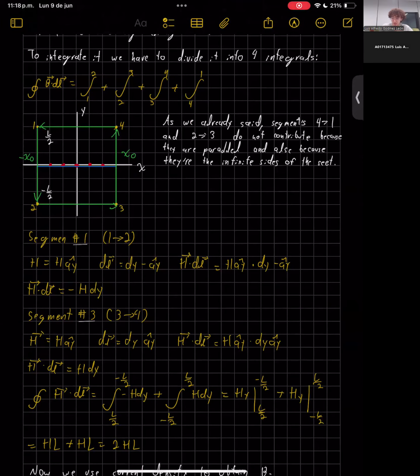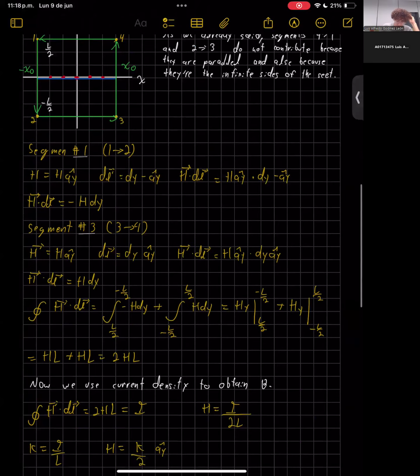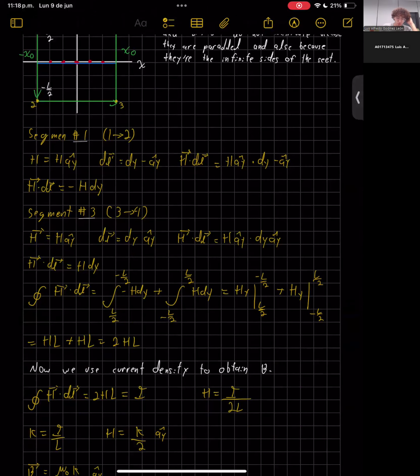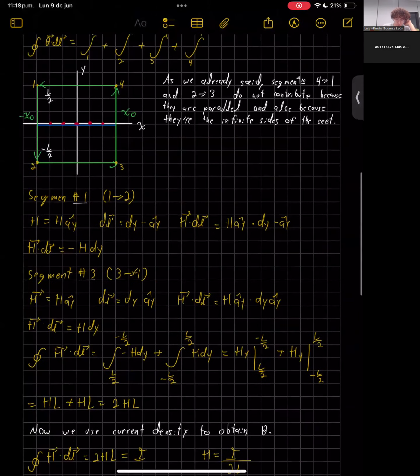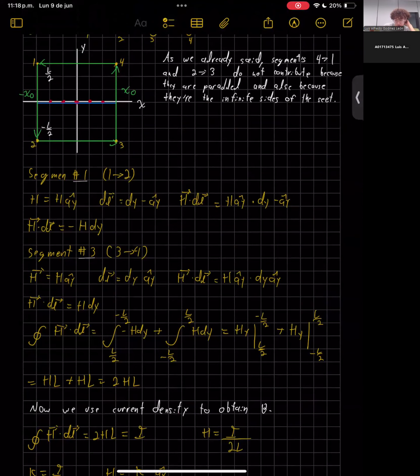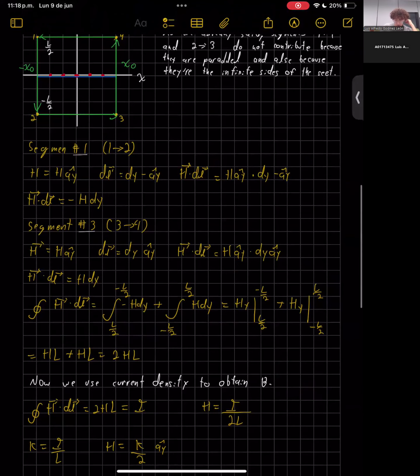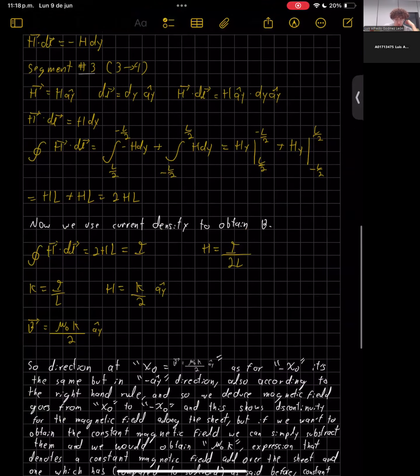So as we already said, segments 4 to 1, the upper one, and 2 to 3, the lower one, do not contribute because they are parallel and also because they are the infinite sides of the sheets. So we are just going to carry out the process for segment 1 and 2 and segment 3 and 4, in which we have the procedure over here.